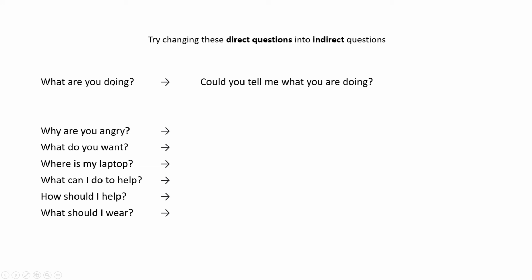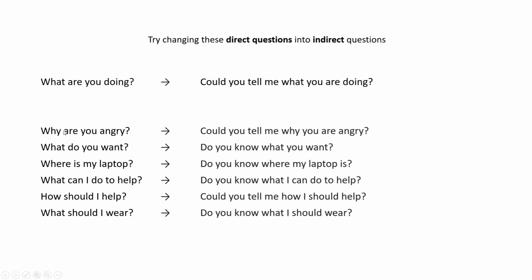So, what are you doing? Let's try changing these into indirect questions. What are you doing? Could you tell me what you are doing? Why are you angry? Could you tell me why you are angry? You are angry because it is raining. That's the answer. You are angry. What do you want? Do you know what you want? You want an ice cream.